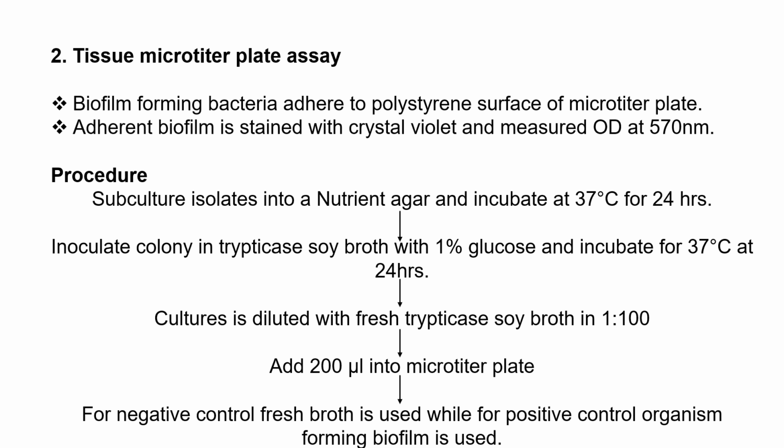First of all, subculture isolates onto nutrient agar and incubate at 37 degrees Celsius for 24 hours. Then, inoculate a colony in trypticase soy broth with 1% glucose and incubate at 37 degrees Celsius for 24 hours. After that, the culture is diluted with fresh trypticase soy broth in a 1 to 100 ratio. From the diluted solution, a 200 microliter sample is placed into a microtiter plate. For negative control, fresh broth is used, while for positive control, an organism forming biofilm is used.